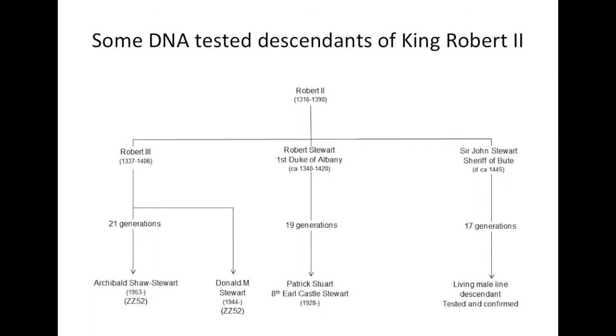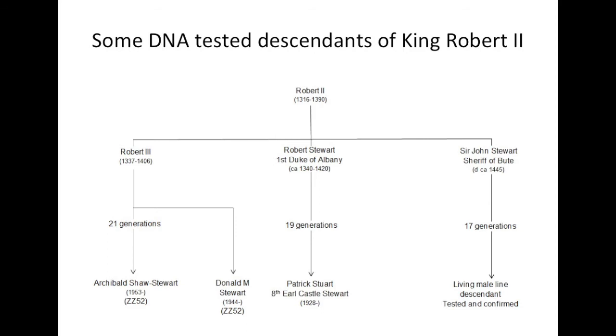Now, as you've heard, we'd previously tested Earl Castle Stewart, and you see here the number of generations back indicated on each of these lines, and we'd also tested the private testee I mentioned earlier from this Bute line. So we had descendants from 3 of the sons of King Robert II, and from this it was possible to compare results, and 2 descendants of Robert III's brothers carried the ZZ52 marker.